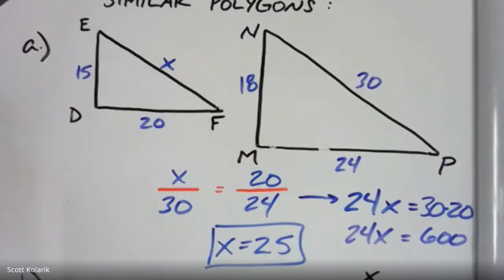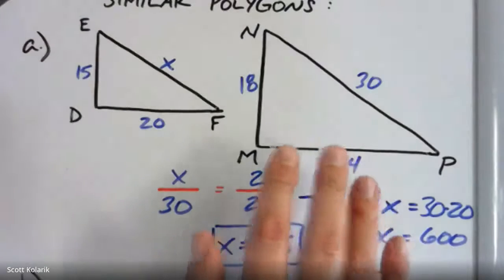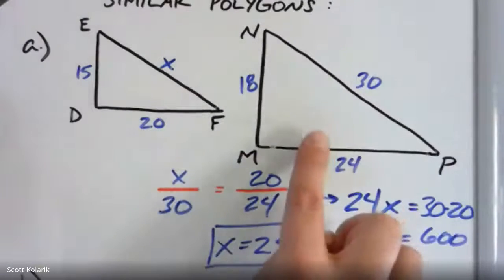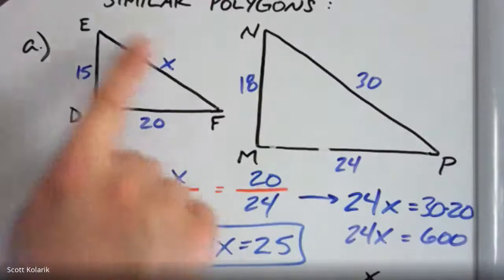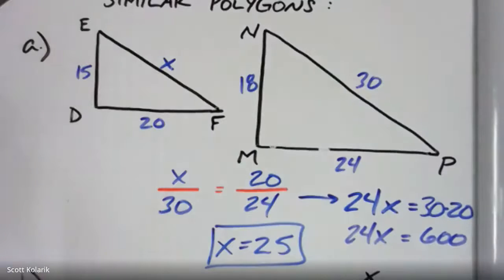And so what does the scale factor of 5 over 6 actually mean in this context? That would be like taking this original larger triangle, multiplying the whole thing by 5 over 6, thus reducing the size to this guy here. So that's what that would mean.